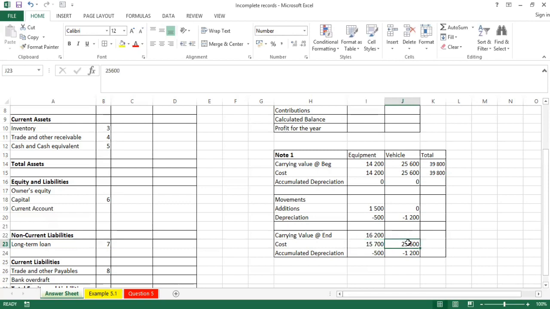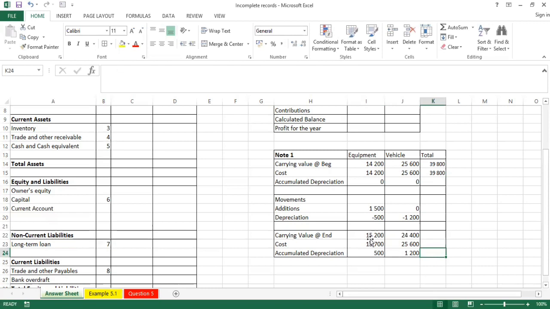And then same thing here, we're saying is equals to 25,600 minus the 1,200. And then we get our answer of 26. So this answer is incorrect. So let me just remove the sign.